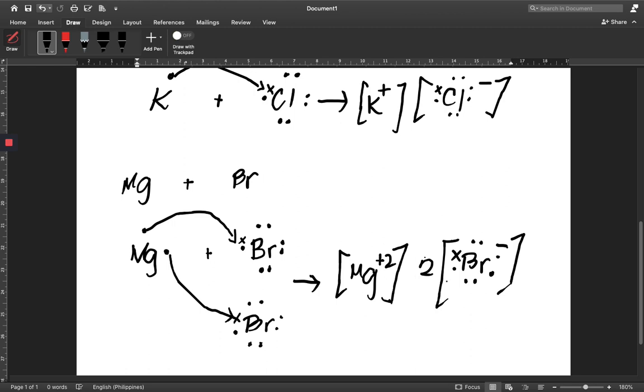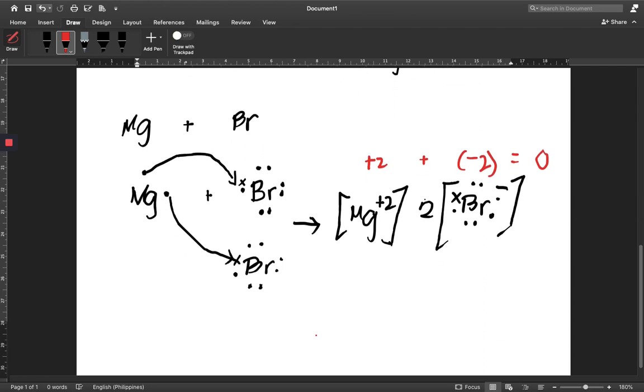Now I'd like you to take note of the charges. Magnesium has a charge of plus 2, and bromine has a charge of negative 1. Since there are 2 bromine ions here, we place negative 2. If you get the total charge, plus 2 plus minus 2, you get a net charge of 0. That means the resulting compound is electrically neutral, meaning it has 0 charge.